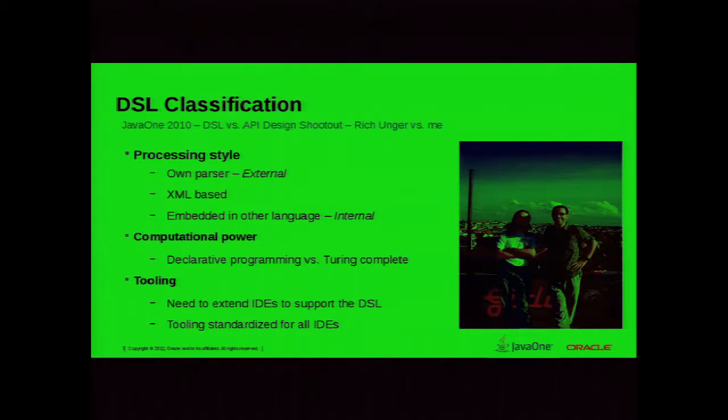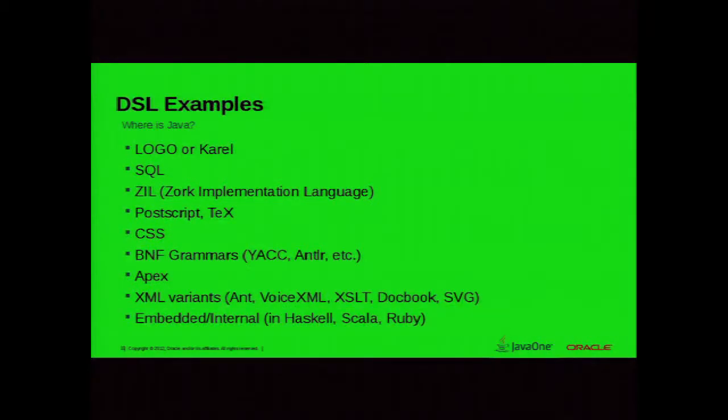On the other hand, there are DSLs where the tooling is standardized for all IDEs. And that's basically what I will demonstrate today. So here are a few DSL examples. I think SQL is a perfect language, and it's declarative. It's an example of a domain-specific language. PostScript. Apex is basically the Turing complete language written by Salesforce, where Rich is employed. And then there can be a lot of XML variants like ANT or VoiceXML, XSLT, and also embedded and internal languages that you somehow put inside of usually functional languages like Haskell or even Scala or Ruby.